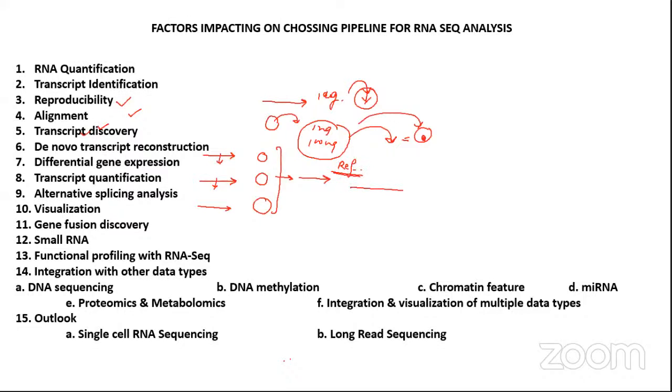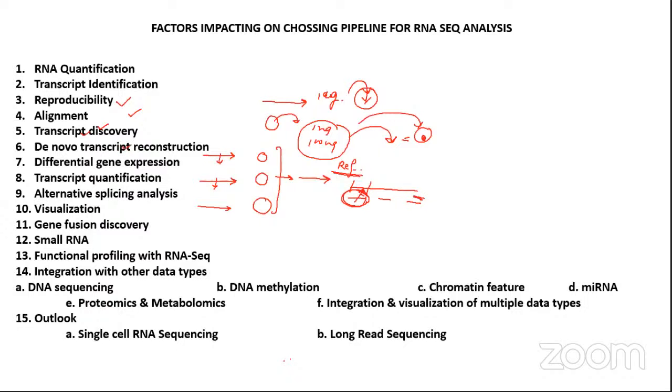Alignment. If I am doing reference-based alignment, then I have to check whether my alignment is perfect or not. Suppose this particular gene is located here. So my transcript should also align here, not here. This is what we have to check during the alignment.